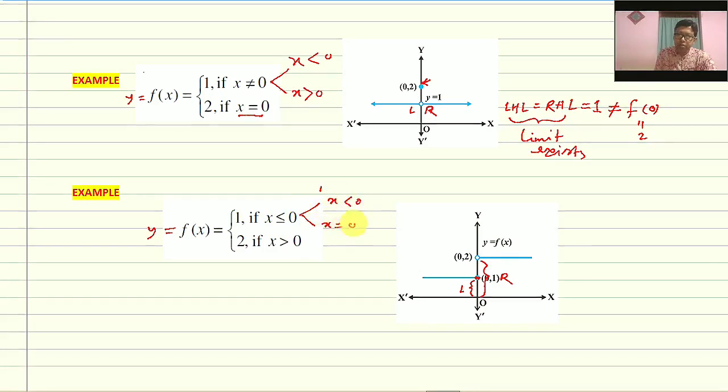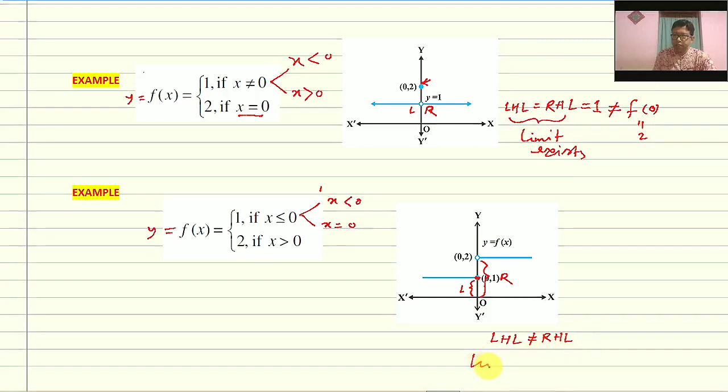That means when x is equal to 0, then f of x is equal to 1. So it is given by the solid part. Okay, so f of 0 is defined. In this case, you are observing that LHL is not equal to RHL. That means the limit does not exist.